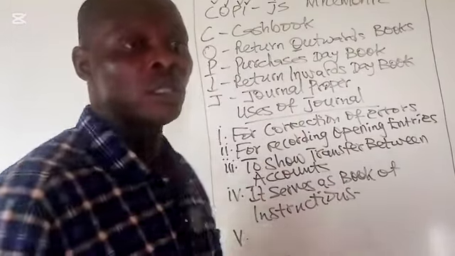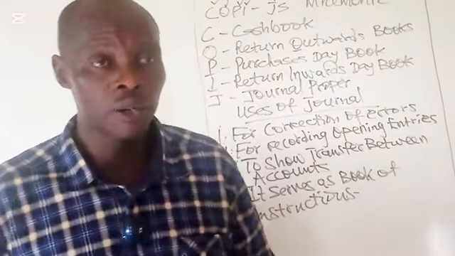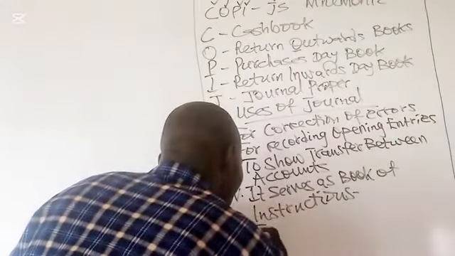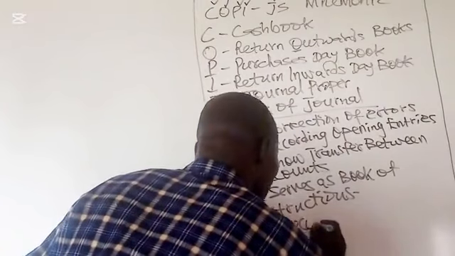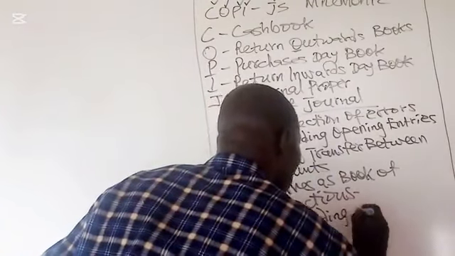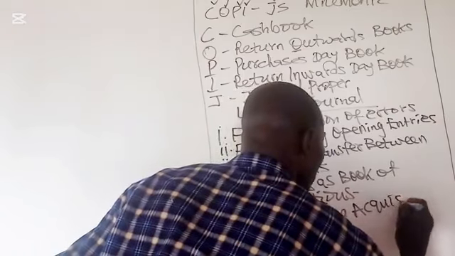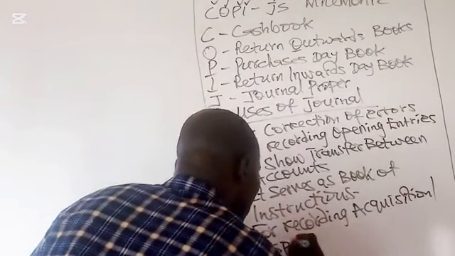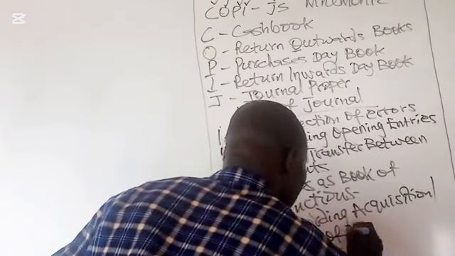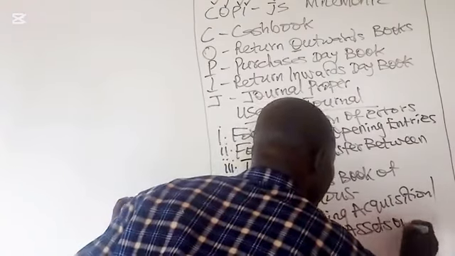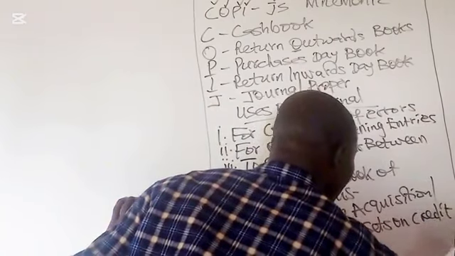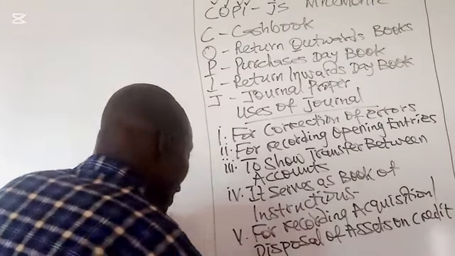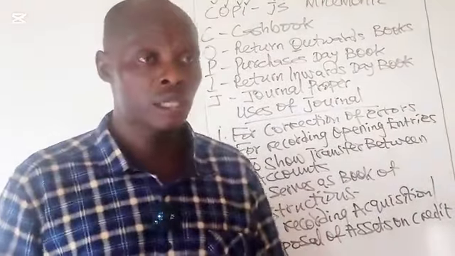Number five, journal proper can be used for recording acquisition and disposal of assets on credit.